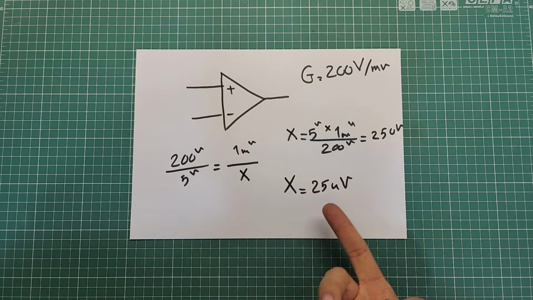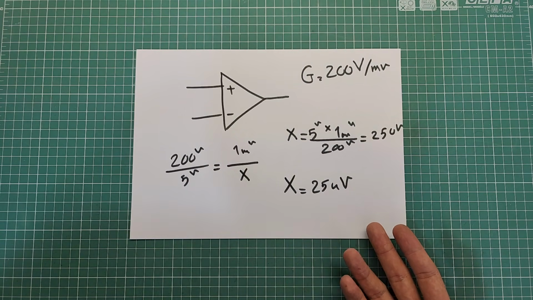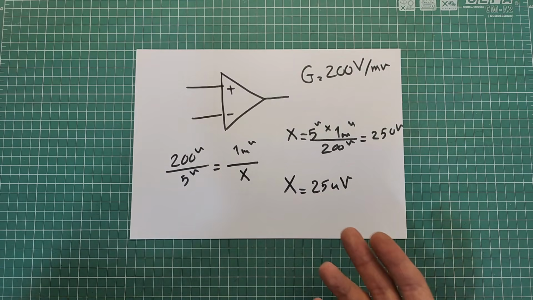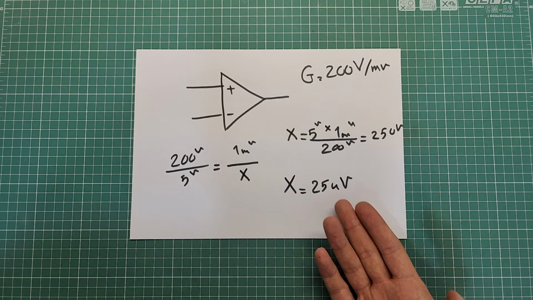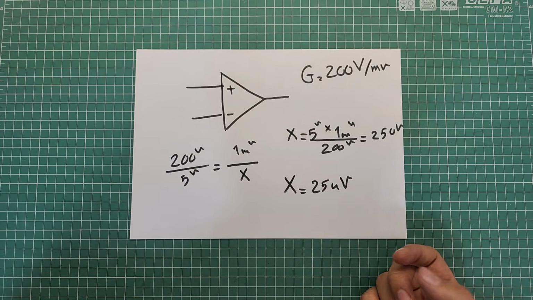25 microvolts is very tiny. Actually, most signals and voltages in a real circuit are far larger than 25 microvolts. So this amplifier is not practical. We have to find a way to reduce and control the gain of op-amps.